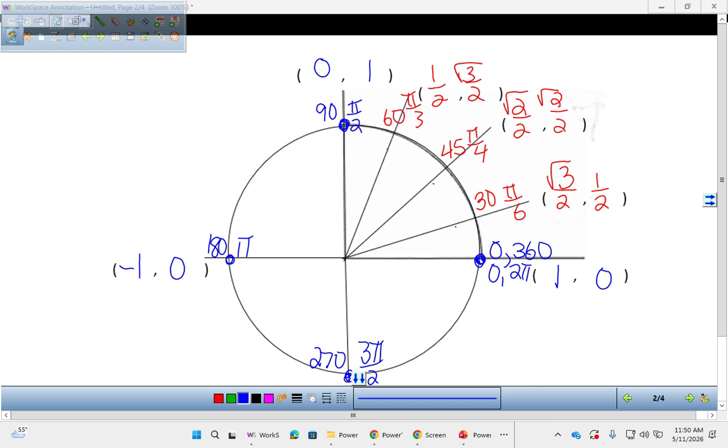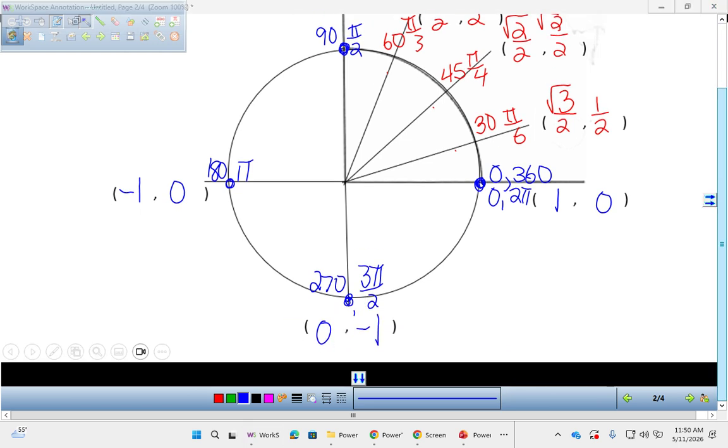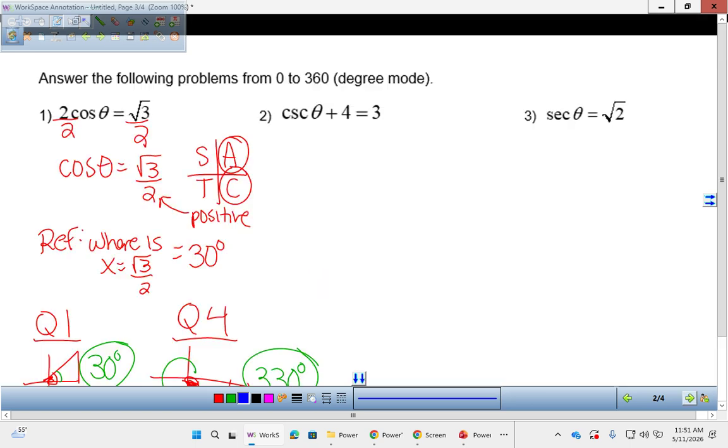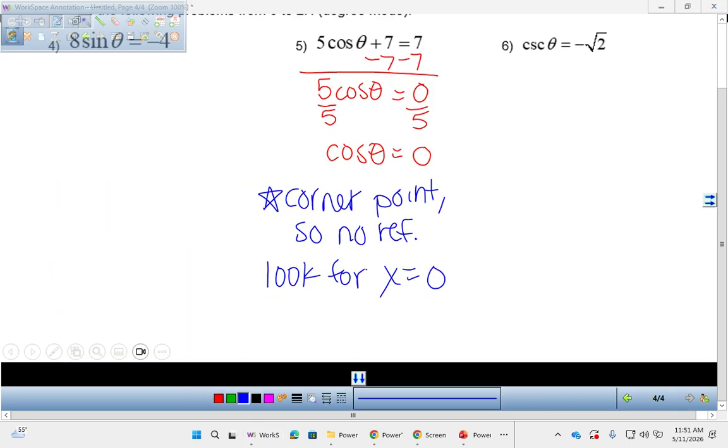But I want the pi version because I'm in radians for the directions. This has an x value of -1, so I don't want that one. And this has an x value of 0, so I want that one too. And I'm going to do my answers in terms of radians. So I'll call this pi over 2, or maybe you call it 0.5 pi.